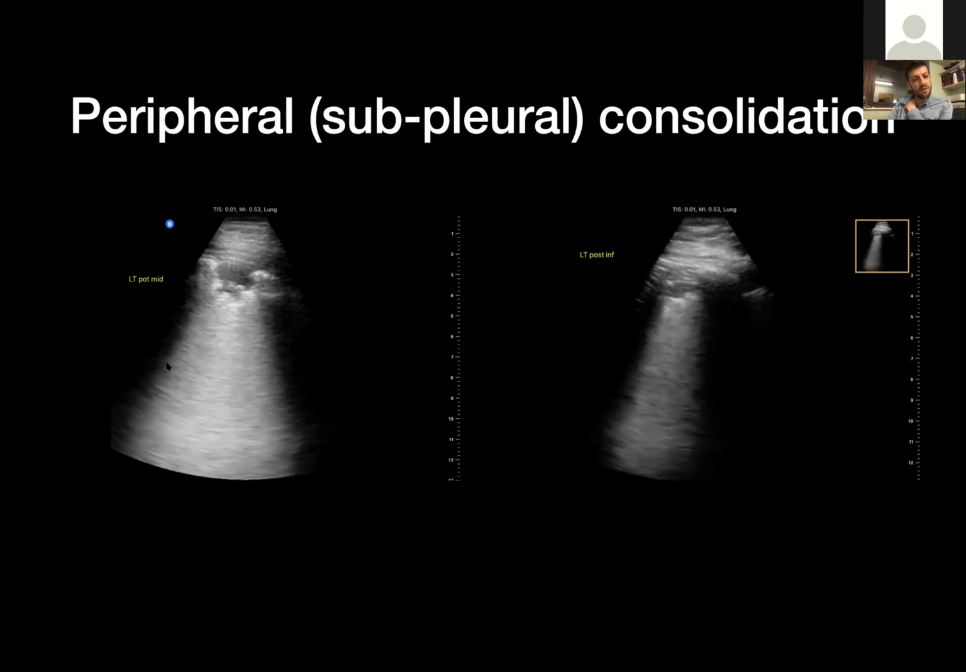And you get this almost torch-like waterfall of B lines behind it. So there's an area of confluence of B lines coming from that peripheral consolidation there.